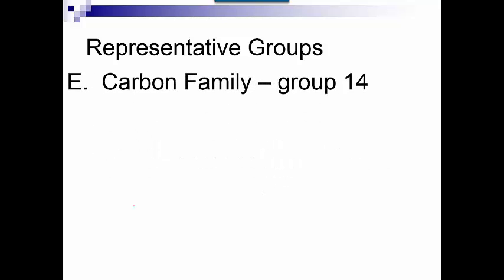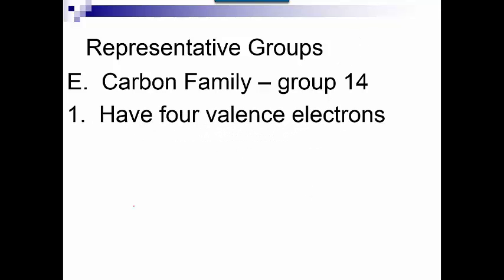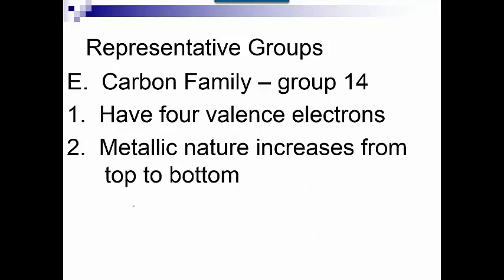All right, moving on to the carbon family, which is group 14. This one, if you haven't guessed the trend here, we're increasing our valence electrons by 1 every time. So this has 4 valence electrons. Group 14 has 4. And the metallic nature increases from top to bottom. So carbon is a non-metal, but if you go down the carbon family, you hit some metalloids and then metals at the very bottom. So they're more metallic at the bottom of the family.